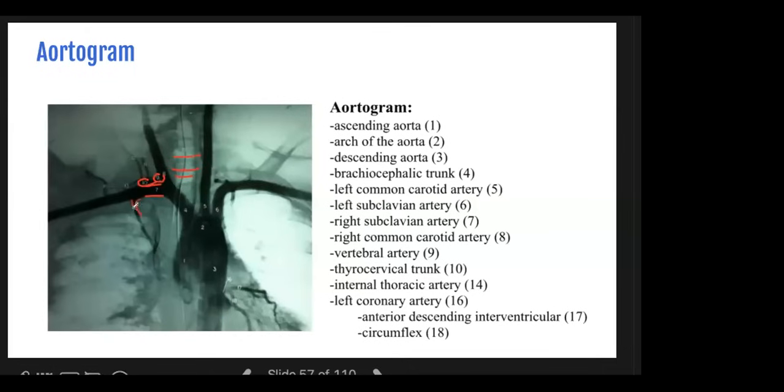Number 14 is going inferior. It's called the internal mammary artery. This is one of the arteries that's used for cardiac surgery. Essentially, the artery is going to be like this. It's coming off the left subclavian. We harvest this artery and we attach it to the heart. So where is the heart? This is the aorta, so the heart is right here. This is the structure of the heart.